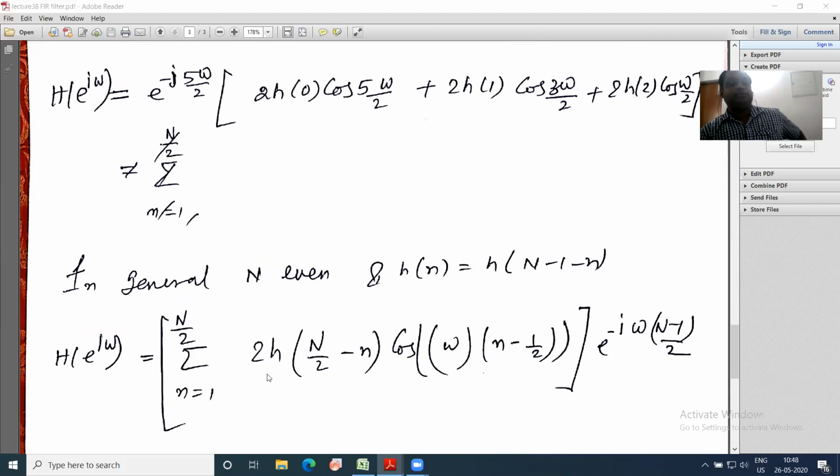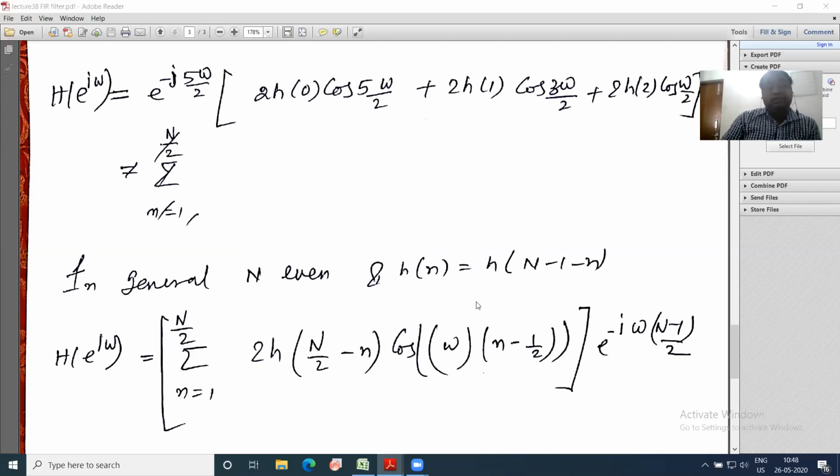So in general, if n is even and h of n equals h of n minus 1 minus n, this is called symmetric impulse response. Then this will be the general expression for the transfer function for a given impulse response. This is one case, which is called symmetry, and the center of the symmetry is n minus 1 by 2.